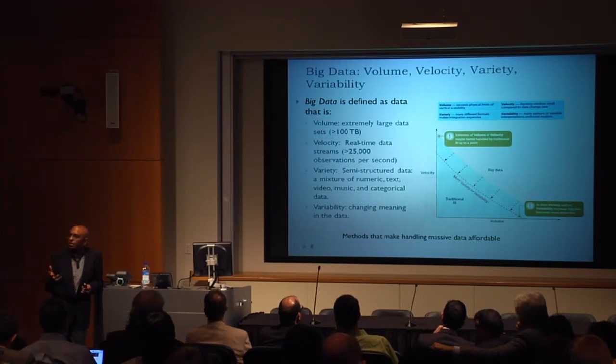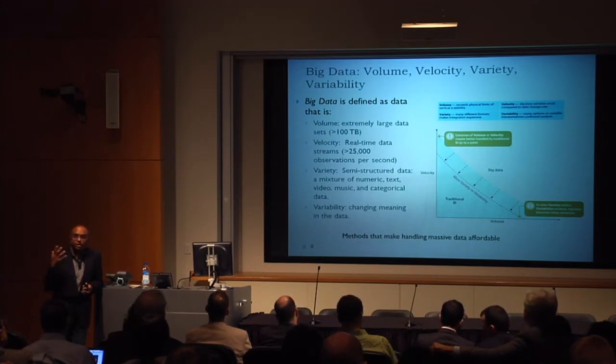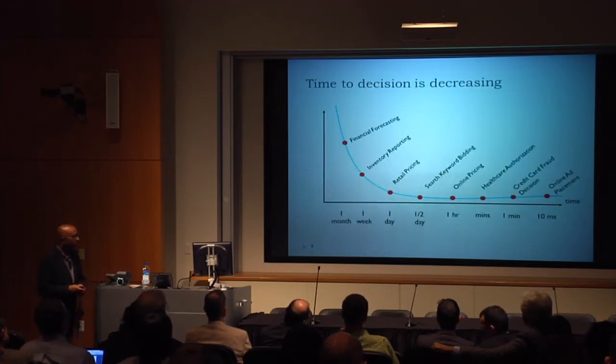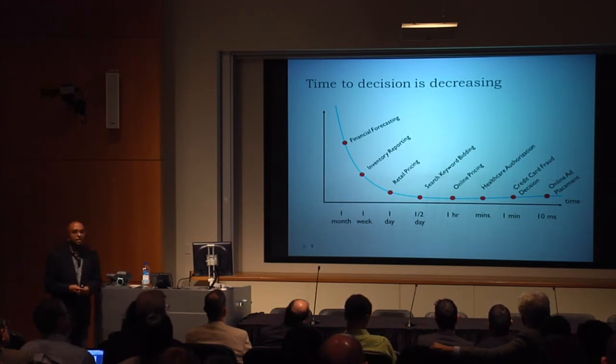Now, the question is, though, let's say that you have this kind of a system, and you're a big company. Or on the other hand, let's say you're a startup, and you aspire to have this kind of data. What can you do with it in order to improve the situation for your customers? So look at the time to decision and how it's decreasing.